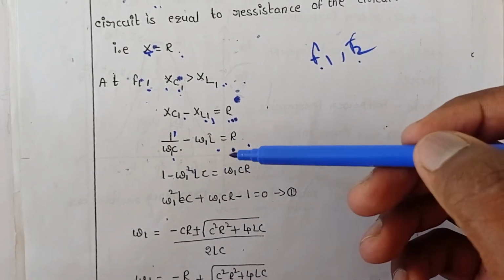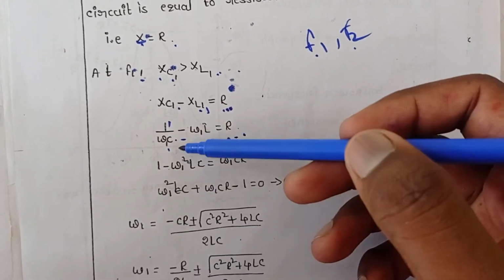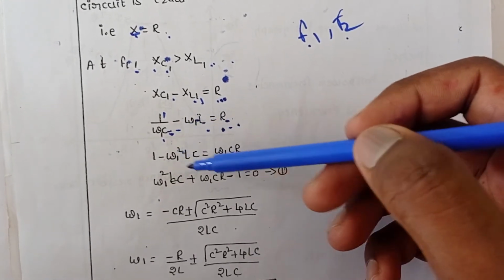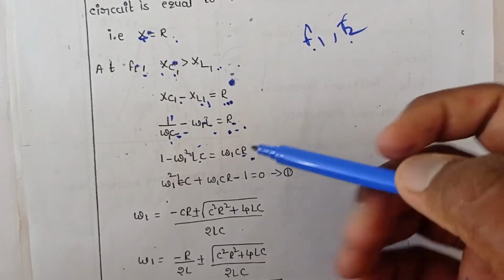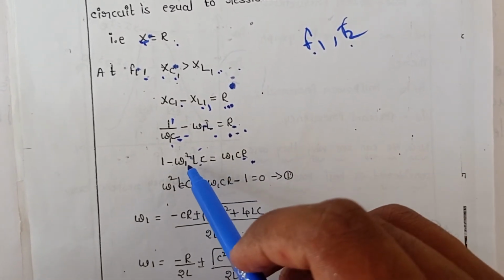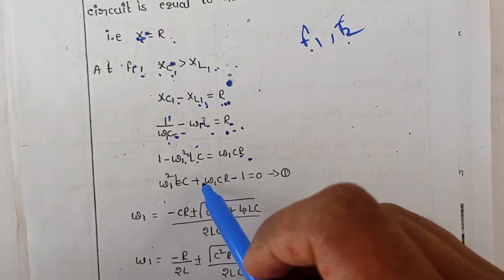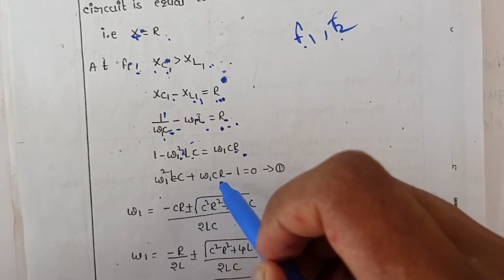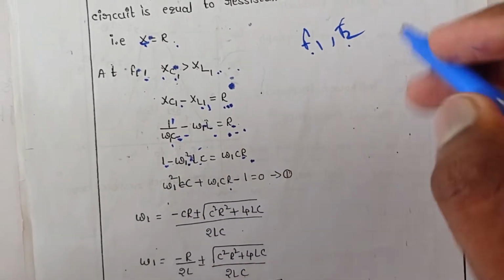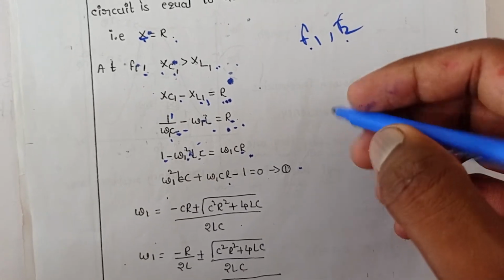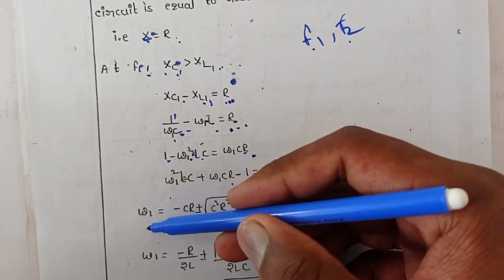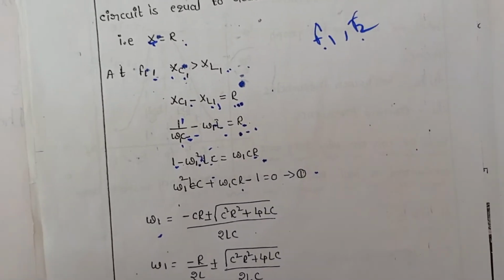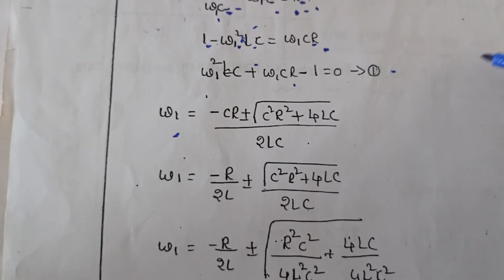Simply move this term to this side, that is, omega 1 C R equals 1 minus omega 1 square L C. Next, move this to this side, then we get omega 1 square LC plus omega 1 CR minus 1 equal to 0. Consider this as equation number 1. Now we need to find the omega 1 value from equation number 1.